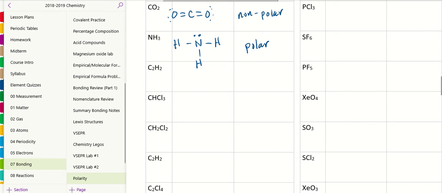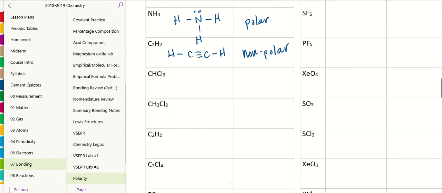C2H2. You guys have done this one. See what I mean about these examples repeating themselves? So, this is linear, symmetrical or asymmetrical? Symmetrical, it's linear. So, polar or nonpolar? Nonpolar. Good.